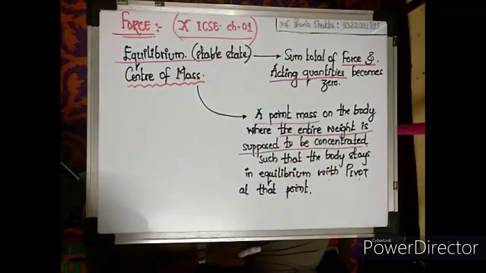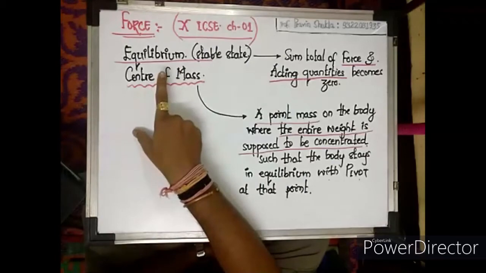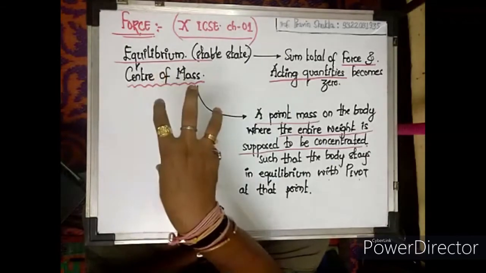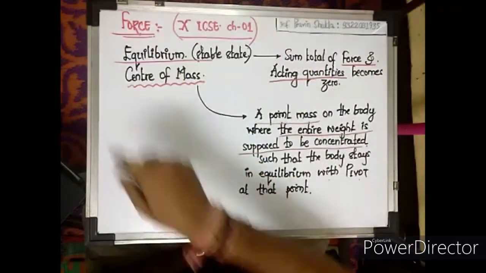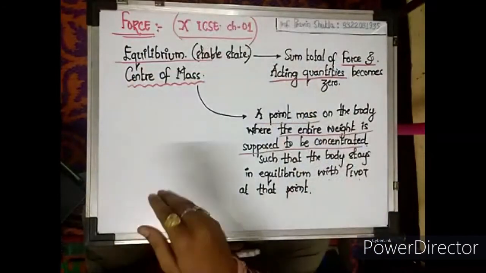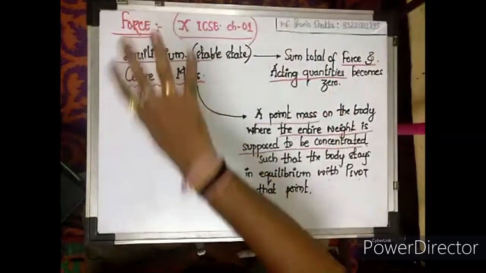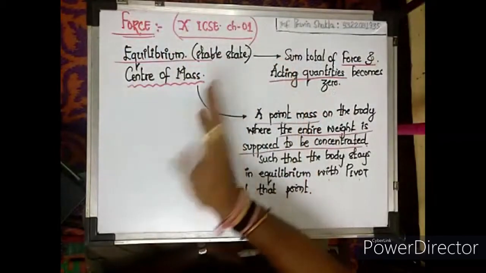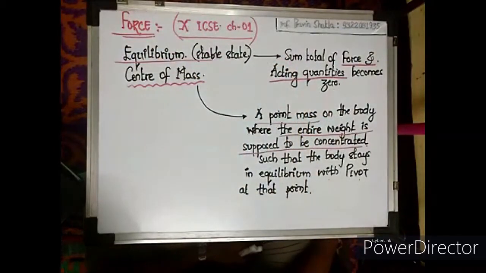Understood? Equilibrium is that state of a body when the anti-clockwise moment is equal to the clockwise moment. Done. Or the total sum of the anti-clockwise moments is equal to the total sum of the clockwise moments. Agreed or not?